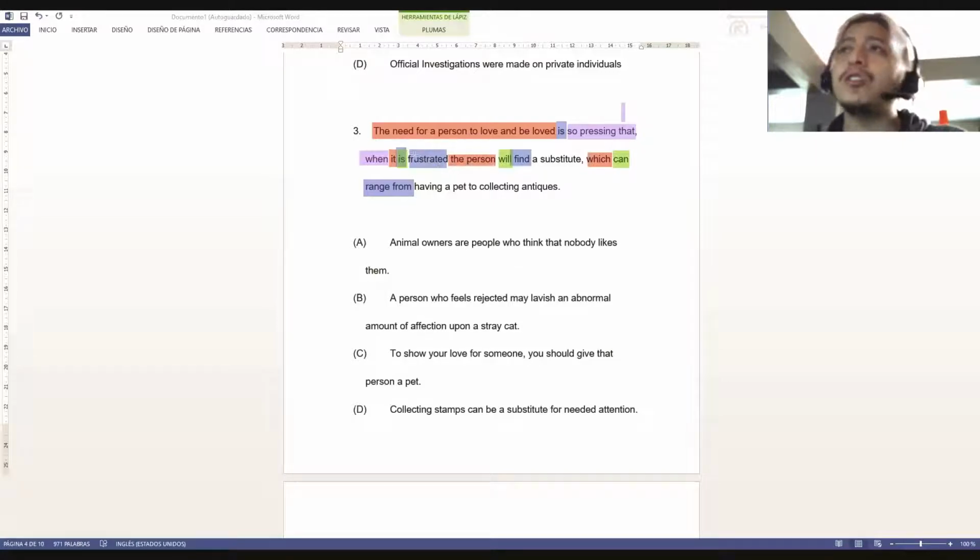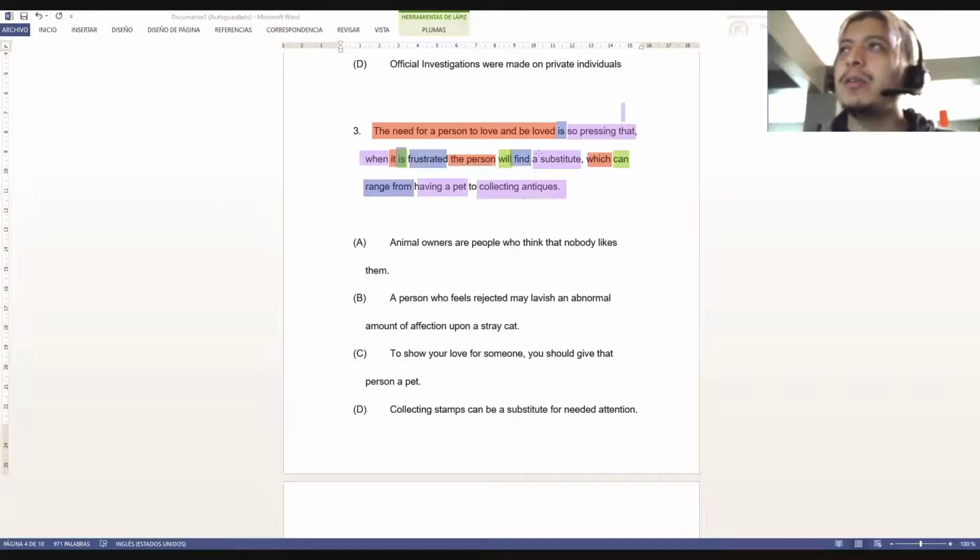When someone frustrates the need for a person to love and be loved, this person will find a substitute. Yes, so the thing that will be found is a substitute. And it can range, it can vary, it can move. It's not just one substitute. It can go from having a pet, this is one of the ends of the spectrum, to collecting antiques. This is another thing that you can do. It can range, okay? So this is just the sentence.